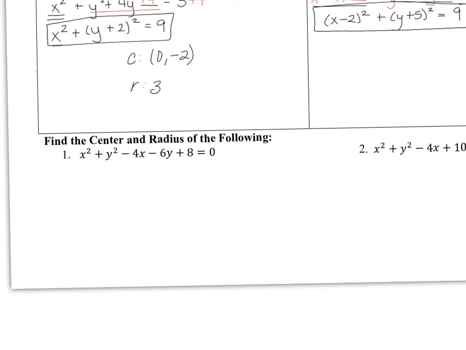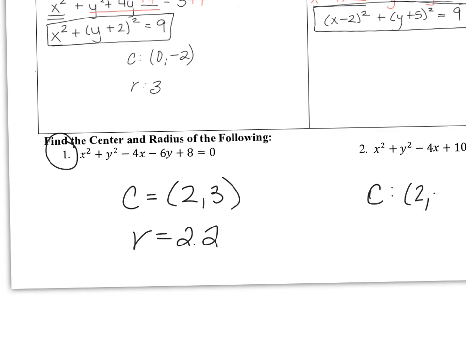So I want you to go ahead and pause this video, and let's just do number 1. Solve number 1, find the center and the radius. When you are finished, unpause, and the answers will be on the board. So the answer should be, the center should be 2, 3, and the radius should be 2.2. If you're okay with this, you can flip to the next page. If you're not okay with this, I recommend trying number 2. The answer to number 2, my center is 2, negative 5, and my radius is 3. If you're good, you can skip number 2. I'm fine with that.